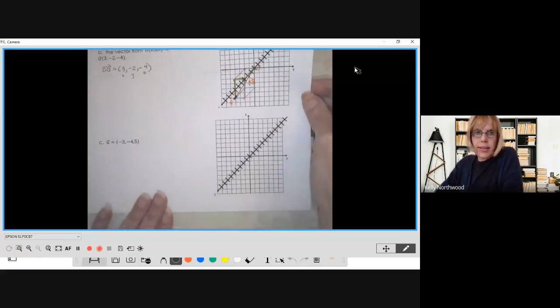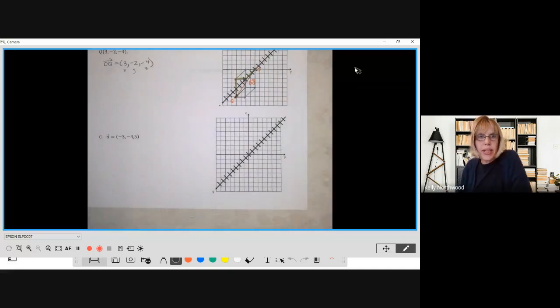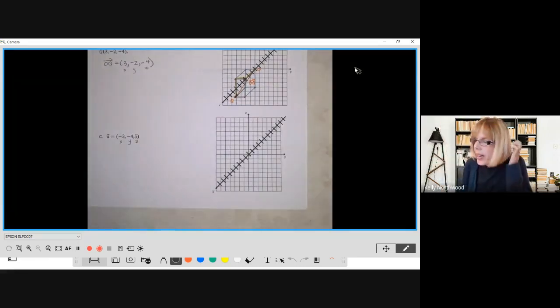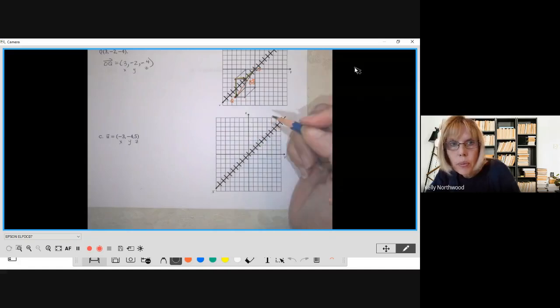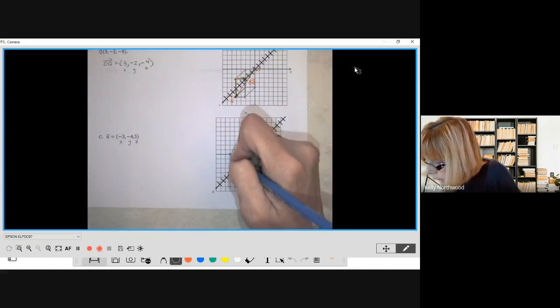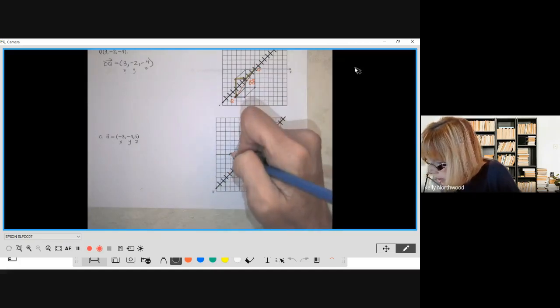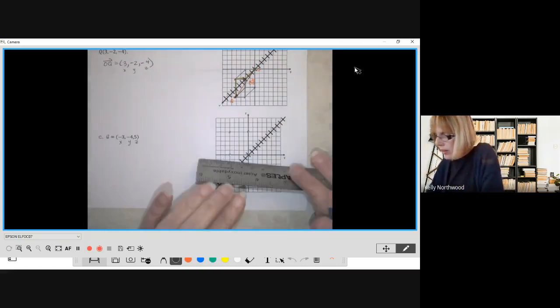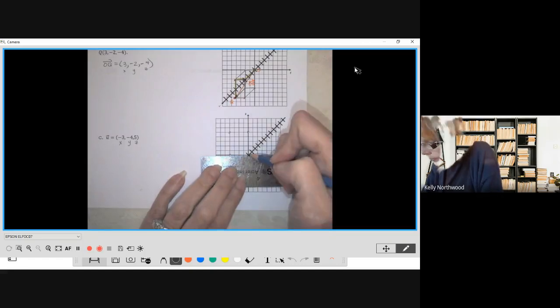And then another one, so we've got vector u equals -3, -4, -5. So again, ignore x for now and draw the rectangle involving y and z. So we've got -4 for y, so that's left, 1, 2, 3, 4, and +5 for z, 1, 2, 3, 4, 5. So then we're going to draw in this rectangle.